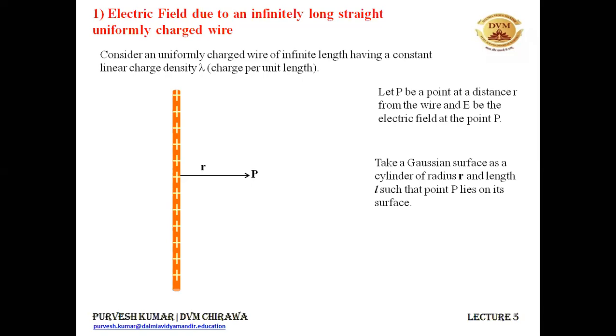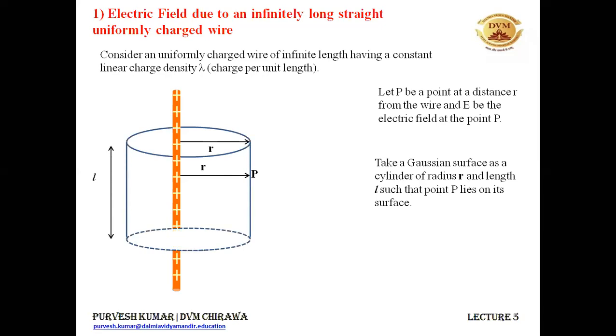So based on different symmetries and ease of solving of the problem, we choose different surfaces. For this, we have chosen a Gaussian surface as a cylinder of radius R and length L such that the point P lies on its surface. So this is our Gaussian surface. You can see it.